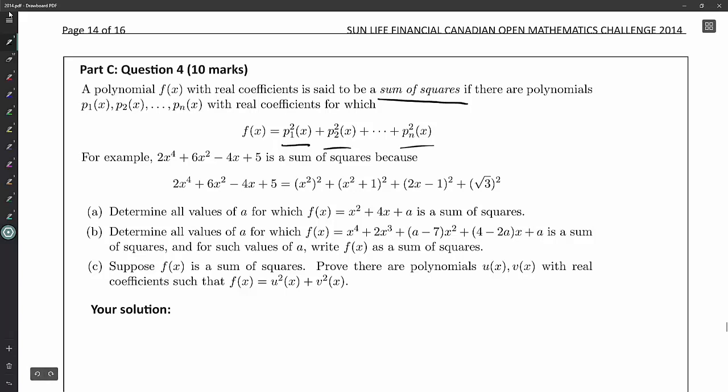Kind of nifty. Alright, so for example, 2x to the 4 plus 6x squared minus 4x plus 5 is a sum of squares because we can break it down as x squared squared plus x squared plus 1 squared plus 2x minus 1 squared plus root 3 squared. Something to note right off the bat, just before we actually dive in, I think you can show that if f of x is a sum of squares, then the highest degree of x must be even. Okay? I'm fairly certain that we should be able to show that.